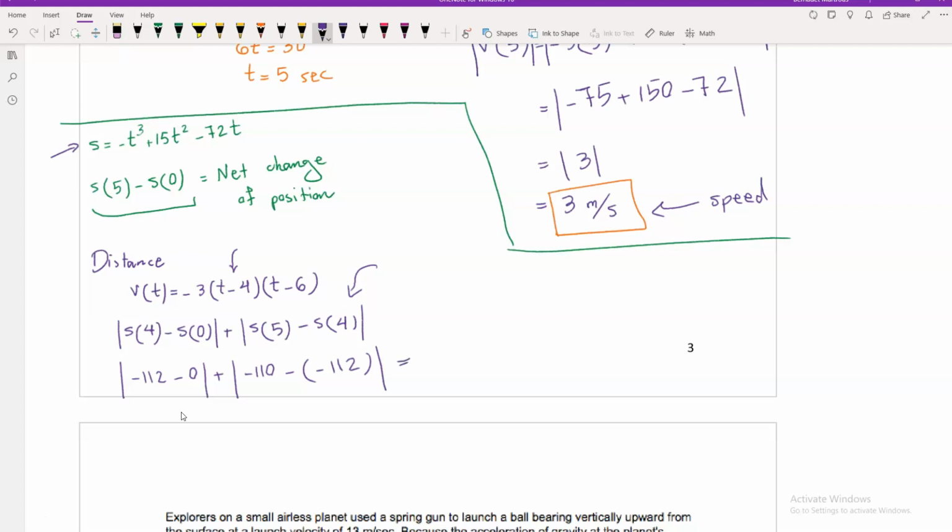Now this is equal to the absolute value of negative 112 plus the absolute value of negative 110 minus negative 112. Negative times negative, we have positive 112, so here is positive 2. The absolute value of a negative number is a positive number, so 112 plus 2, the final answer is 114, and that is in meters. So this is the distance traveled.